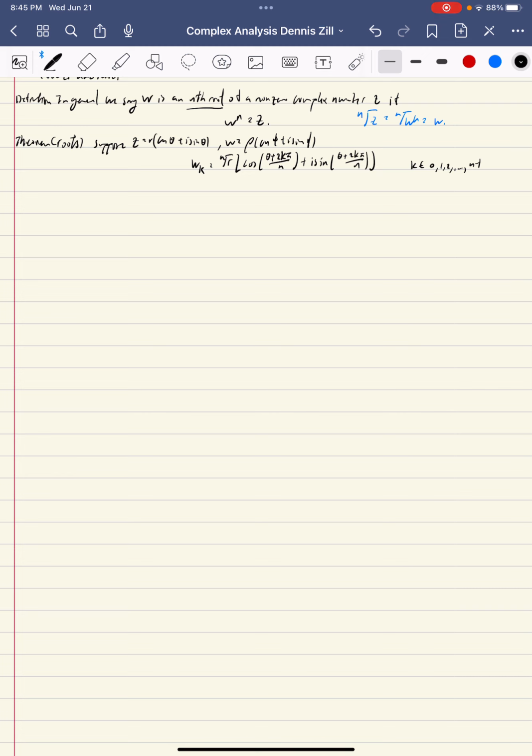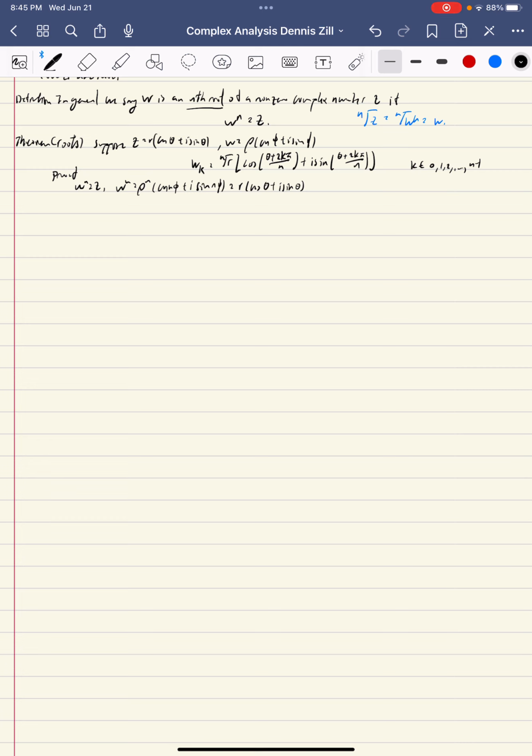So really, if we raise, we know by definition W to the n power is equal to Z, right? Well, then W to the n power is really just equal to rho to the n, you have cosine n phi plus i sine n phi. Well, that is equal to Z, right? What is Z? Z is R (cosine theta plus i sine theta), right?